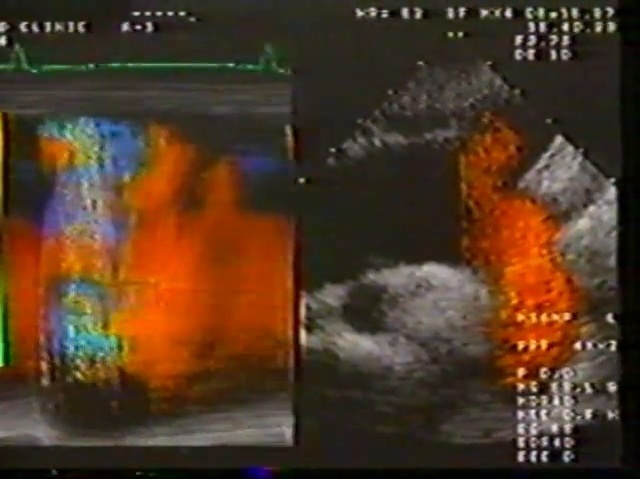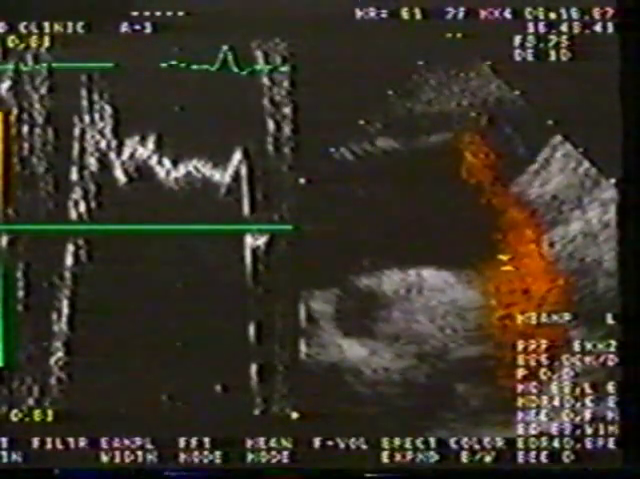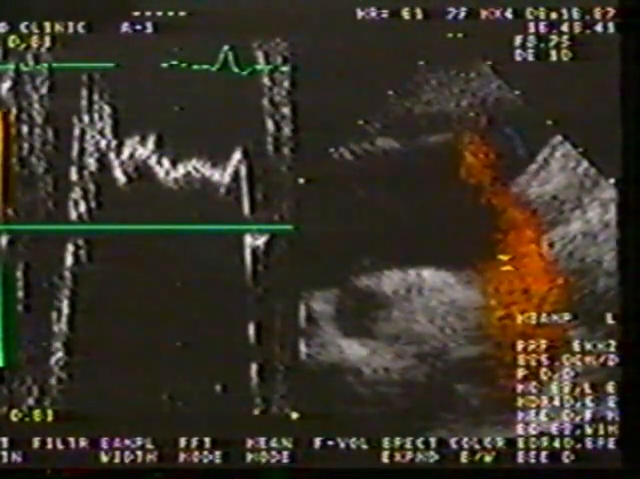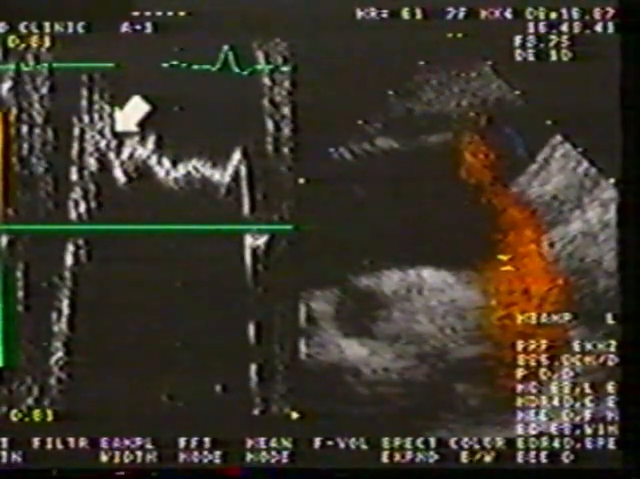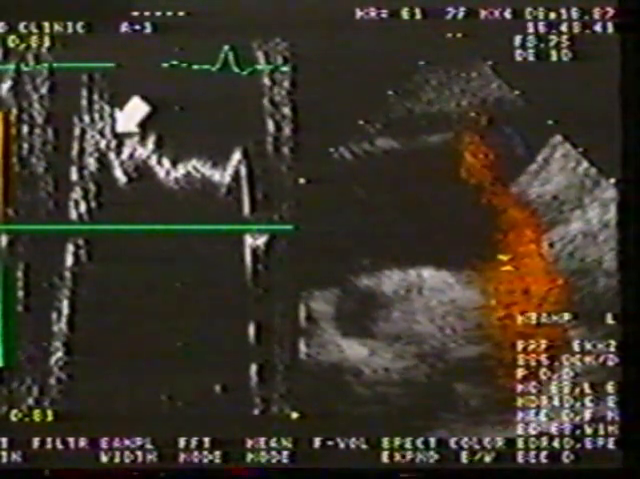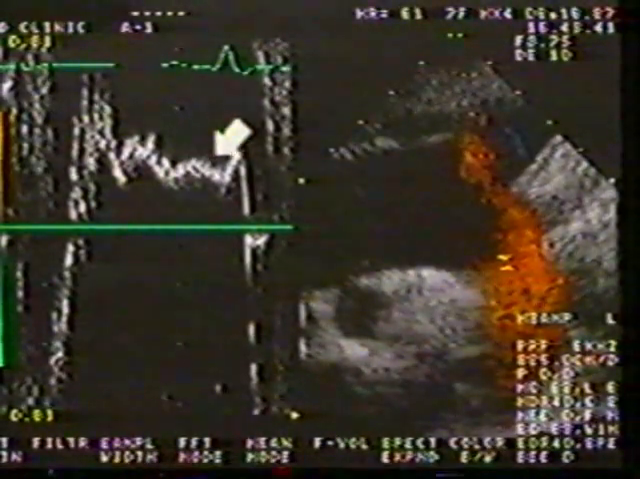On the color M mode, note that the marked color reversal persists throughout diastole. On the pulsed spectrum, note that the flow reversal has a velocity of about 0.4 meters per second and persists throughout diastole.